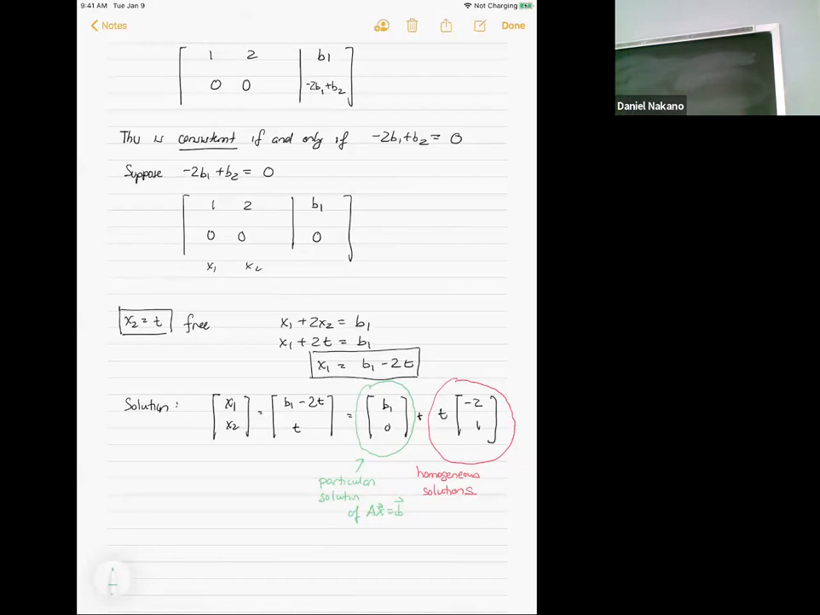Okay, and so I've gotten a solution where I take a particular solution for the non-homogeneous and I add all these homogeneous solutions to them. And that gives me all solutions. And miraculously, that's true in general.